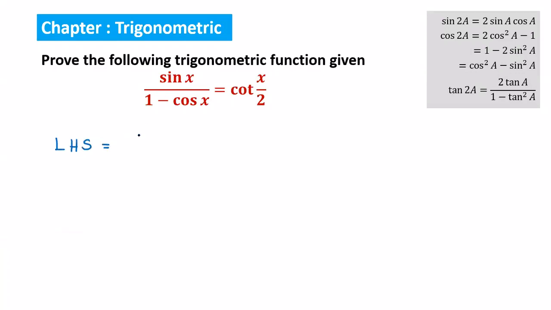Okay, I'm going to choose this one, sine x over 1 minus cos x, right? Class, understood? Okay, now, since here is a half angle, that means we're going to move on everything. We want to change everything to the half angle. Understand? We want to change everything to the half angle. That is our process now.